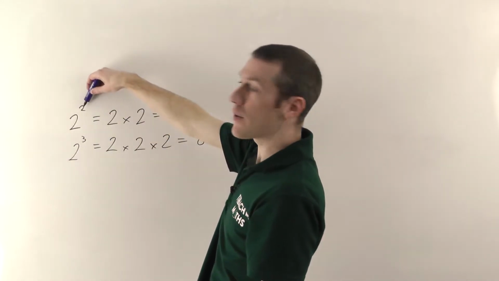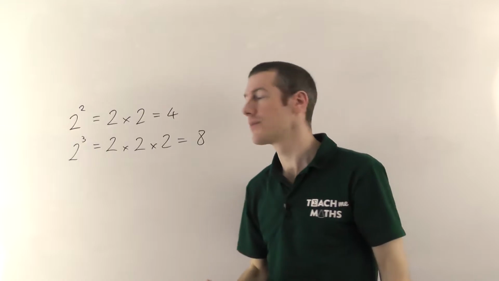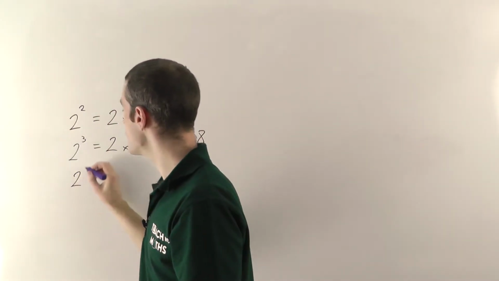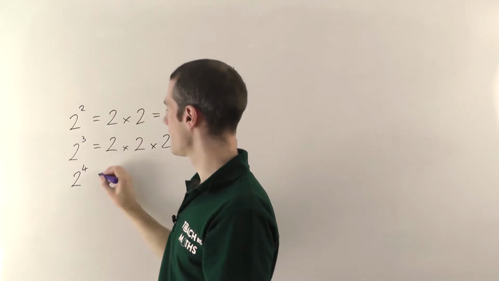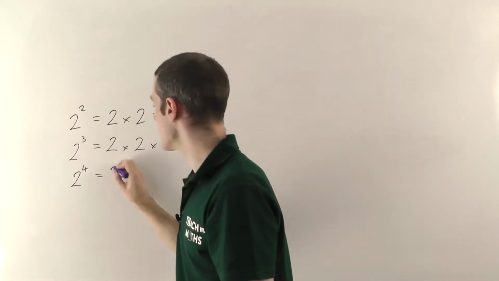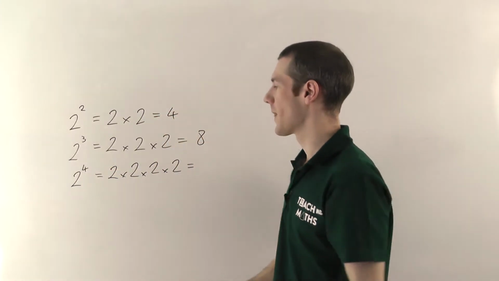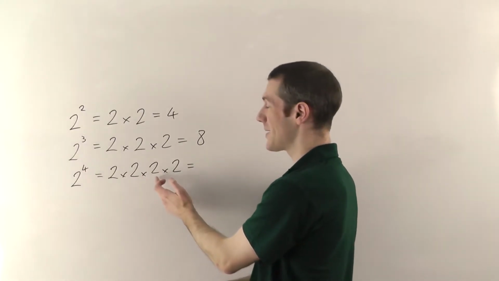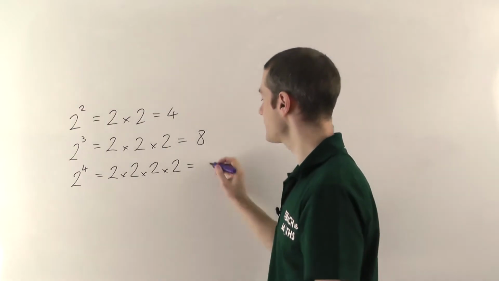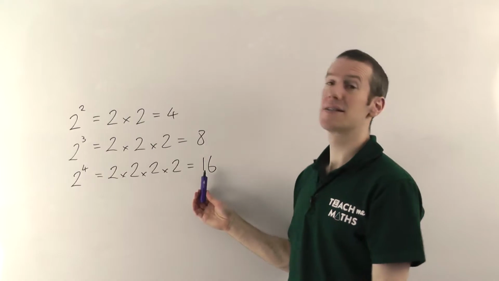Now the power, as it's called, the 2 here or the 3 here, can actually be any number you like. So you can have 2 squared, you can have 2 cubed, and you can also have what we call 2 to the power 4. That just means you've got 4 2's instead of 3 2's. So that's 2 times 2 times 2 times another 2. Well, 2 times 2 is 4, times that by 2 you get 8, times that by 2 you get 16. So we would say 2 to the power 4 is 16.